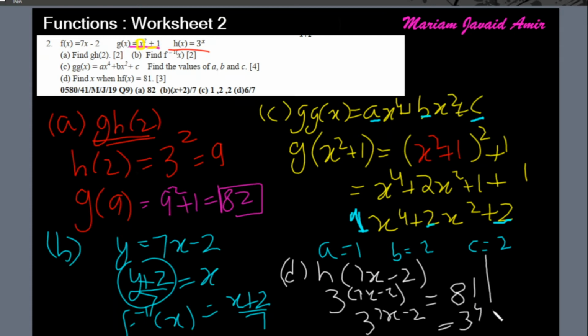Now we'll equate, since the bases are the same, we'll equate the powers. 7x minus 2 equals 4, not 8. So solve it and we'll get x equals 6 by 7.